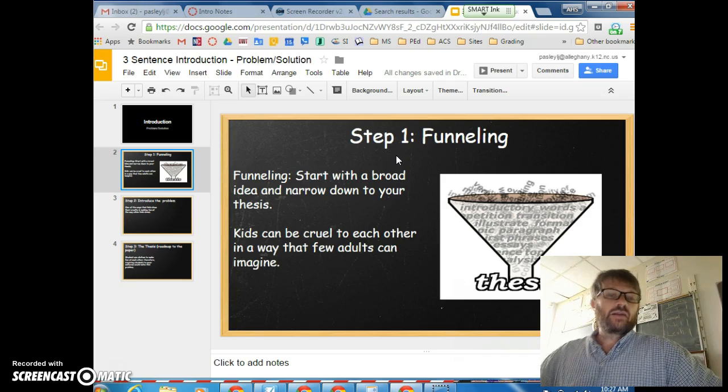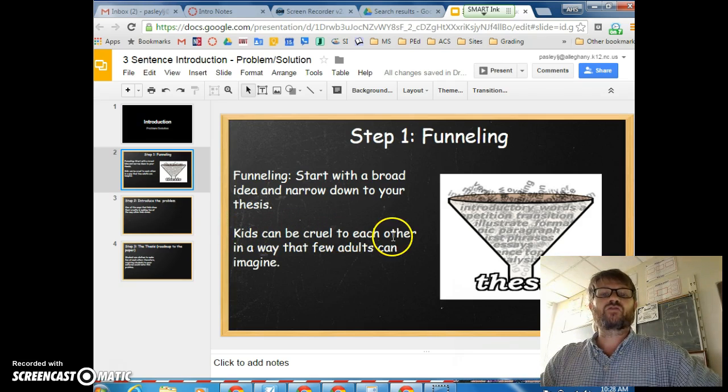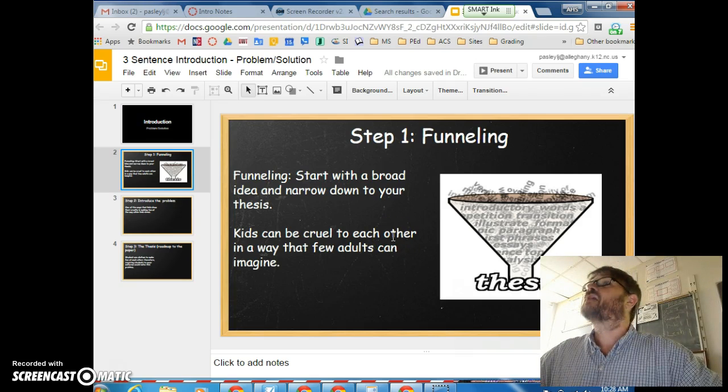Now, here's my essay that I'm writing. This is the one on why we should wear school uniforms. So I'm going to start off, kids can be cruel to each other in a way that few adults can imagine. So all I'm talking about right now is kids and how cruel they can be to each other. All right, so I haven't narrowed it down to anything. You don't even know what my problem is yet. I've just started with a very general idea. Any questions about funneling? Okay.